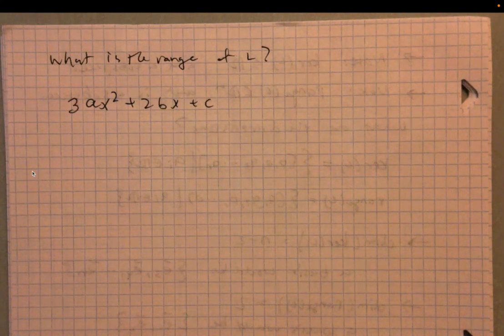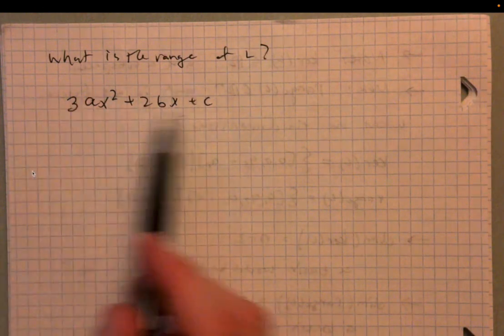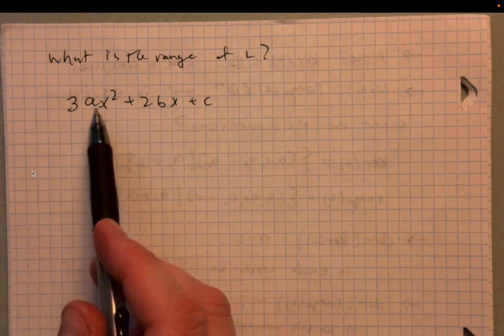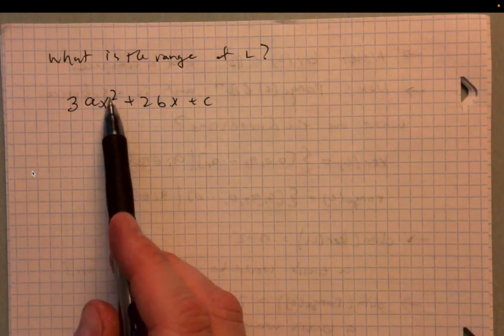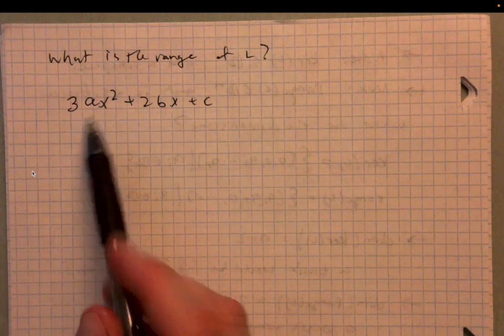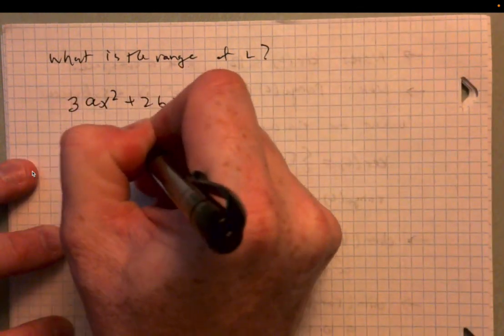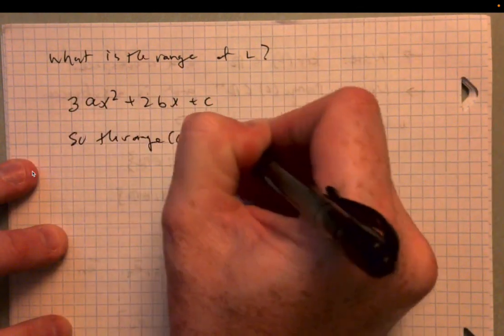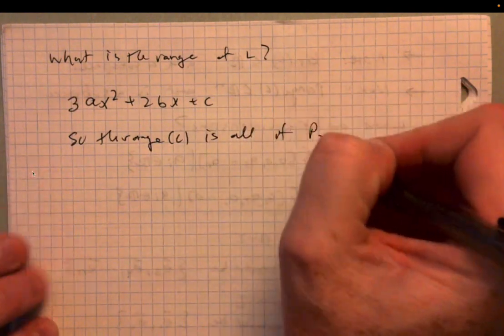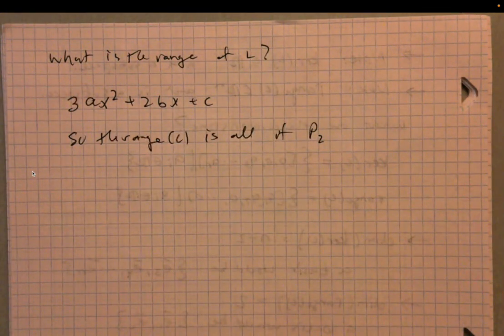Okay, and so this is actually going to be all of P2, right? You can think any P2 polynomial can be represented here, right? If I want something that's less than the second degree, then I could just make a 0, right? So this is just all of P2. So the range of L is all of P2. Okay, so that's the range of L.